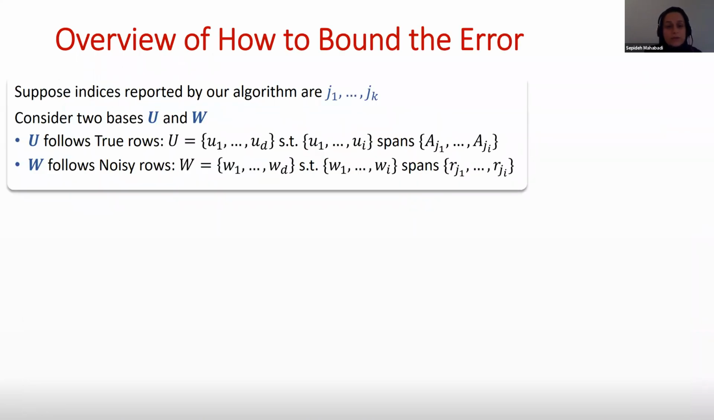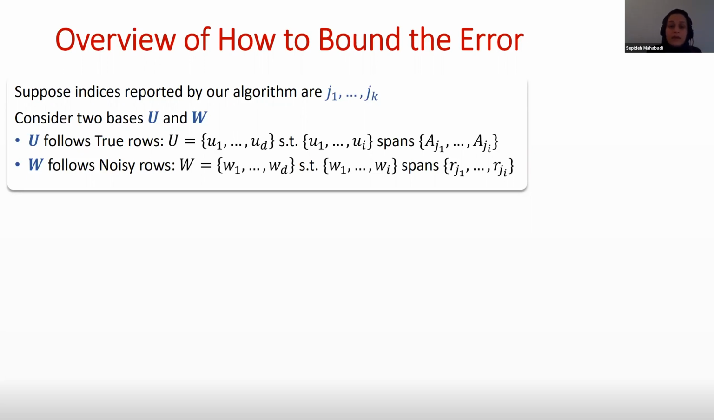So this is basically a lot of derivations. I'm not going to go over it in detail, but let me give you a high-level overview of what's happening. Suppose that our sampling procedure produces indices J1, J2 to Jk. And now we consider two bases, U and W. U is going to follow the actual rows corresponding to this set of indices. So basically, we run the Gram-Schmidt process on the true vectors corresponding to these indices one by one to get our basis U.